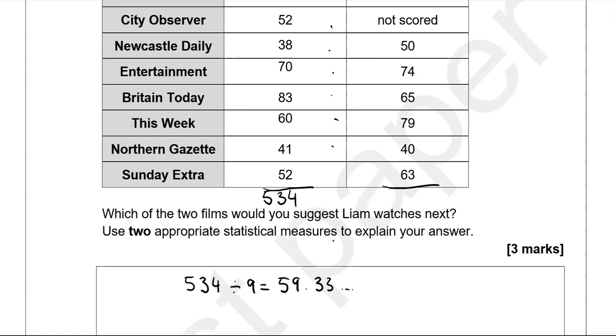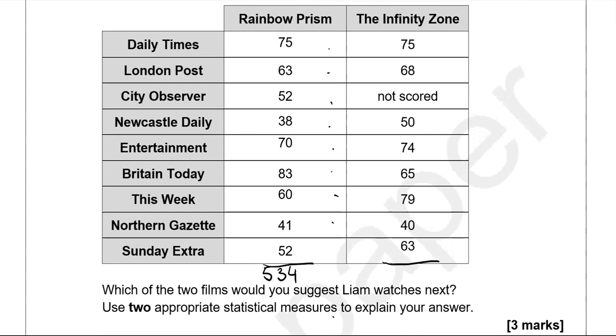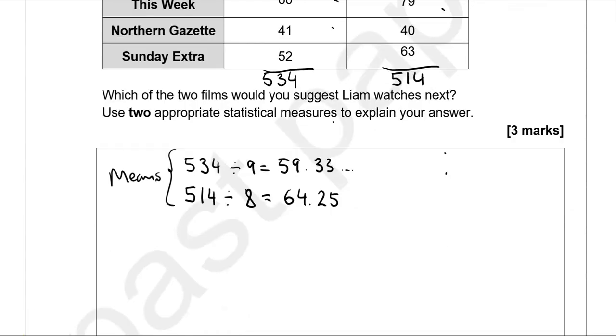And I'll repeat the process, adding the totals here for the infinity zone. And that is 514. I'll divide it by 1, 2, 3, 4, 5, 6, 7, 8. And that gives us 64.25. So these are the means. I'll now look at range.